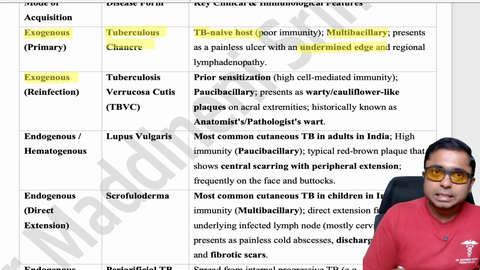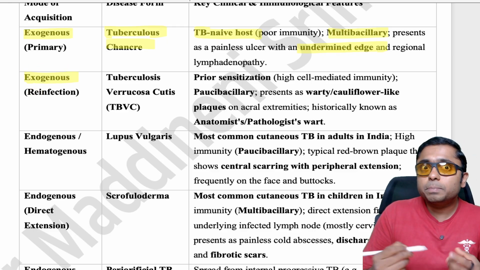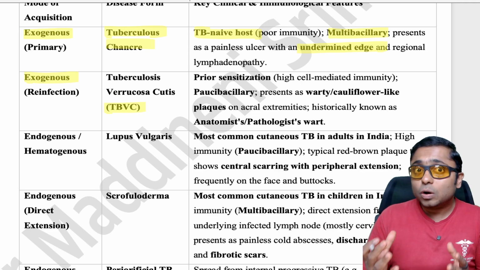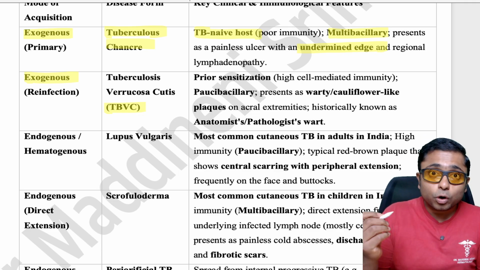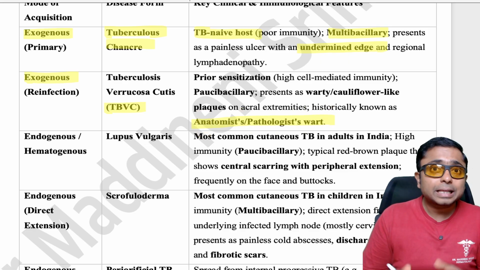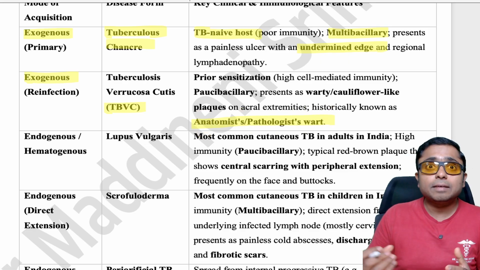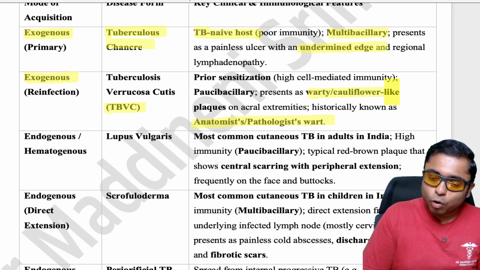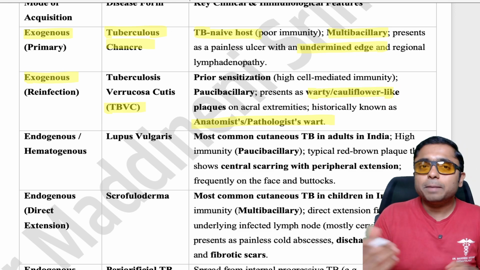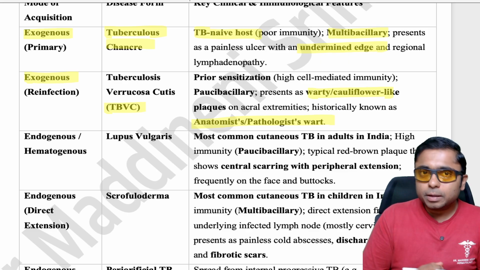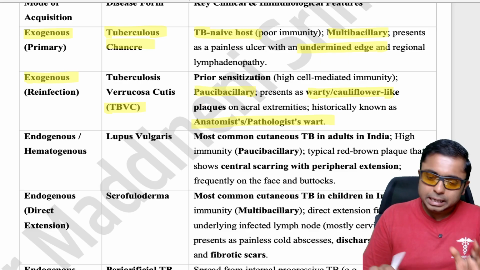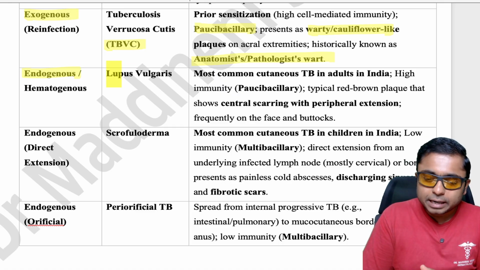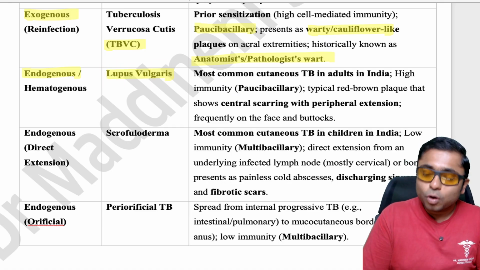Another exogenously acquired condition is the post-primary form, which is TBVC, Tuberculosis Verrucosa Cutis, also called anatomist or pathologist wart. Because in the specimens or cadavers they were handling, they had the MTB bacillus, which gets inoculated, leading to the development of warty or cauliflower-like growths. And because these patients have good immunity, they are going to have few bacilli in the lesions.